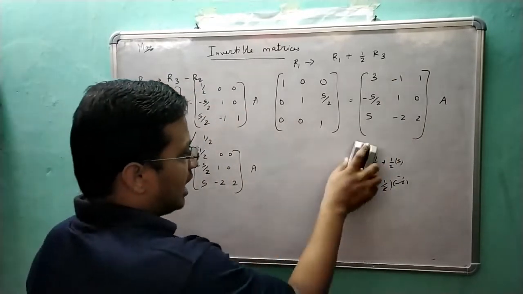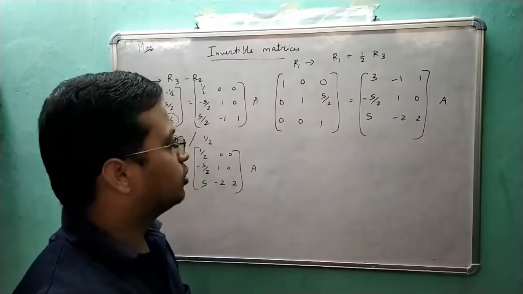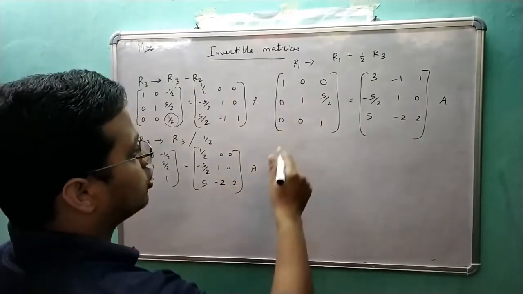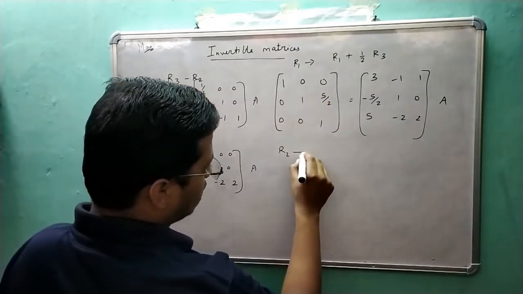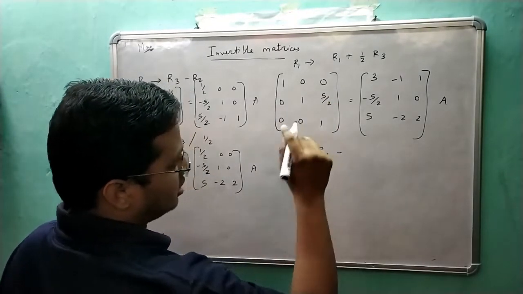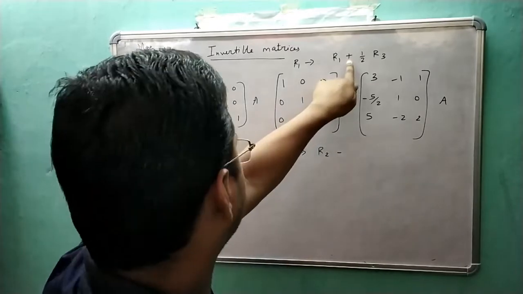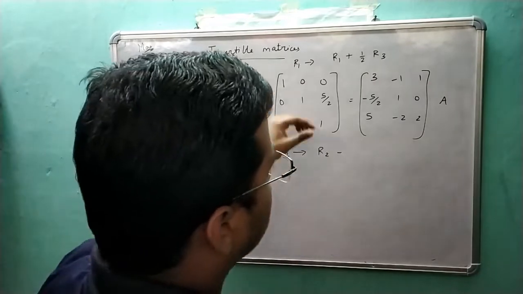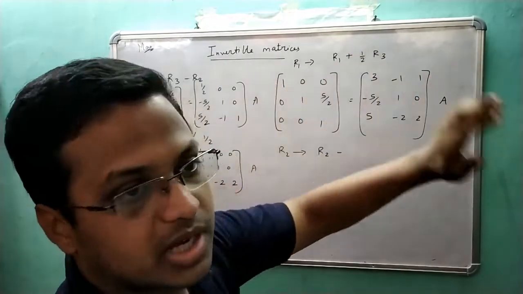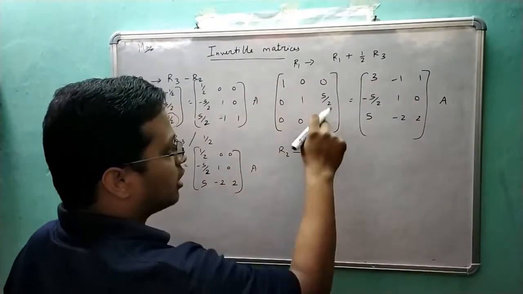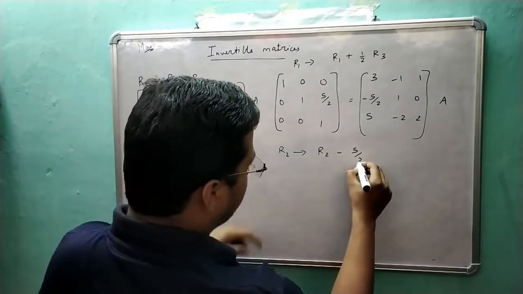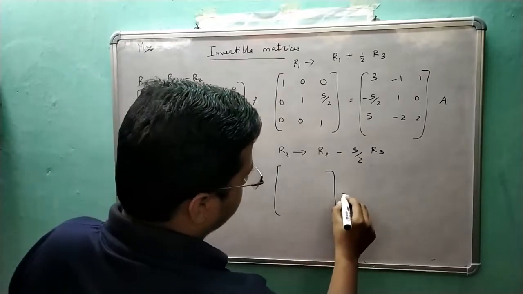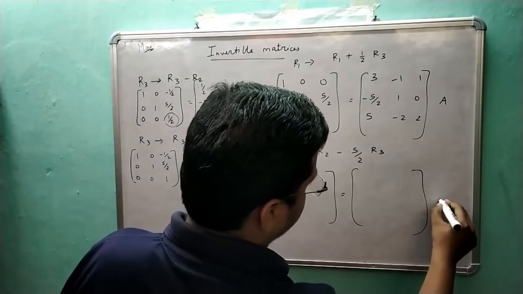Now only our last step is left. So we have to make this 0 using this one. So this is R2. So R2 changed to R2 minus. Earlier I took plus because this number was negative. If we add something to it, it will get to 0. This number is positive, so we have to subtract something from it. So R2 minus 5 by 2 times R3. So let's find the values.